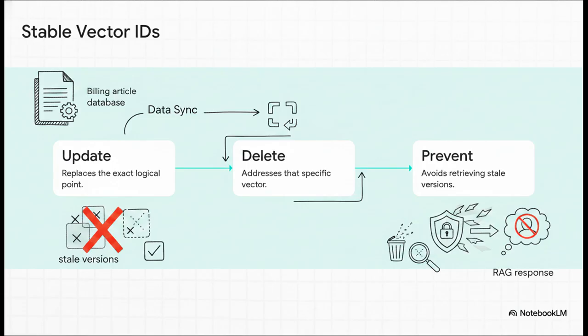If you were to generate a shiny new random ID for the vector on every single update, you'd leave this massive trail of highly dangerous, stale versions floating around as garbage in your vector store. An update has to precisely overwrite that exact logical point, and a delete must instantly wipe it out. If you don't aggressively enforce stable ID mapping, your RAG application is eventually and confidently going to hallucinate, serving outdated, forbidden, or downright incorrect information to your end users.